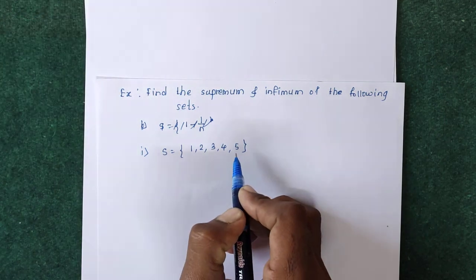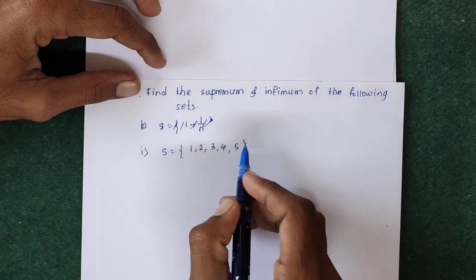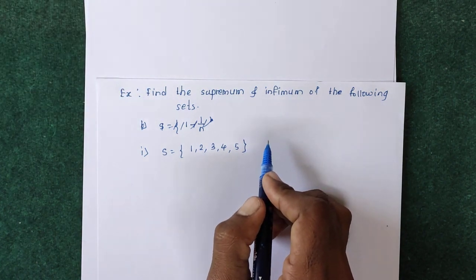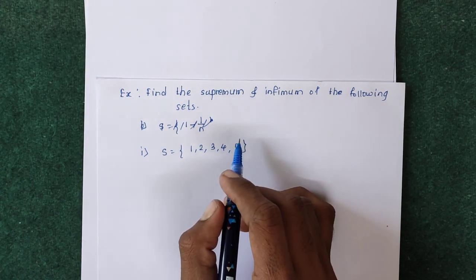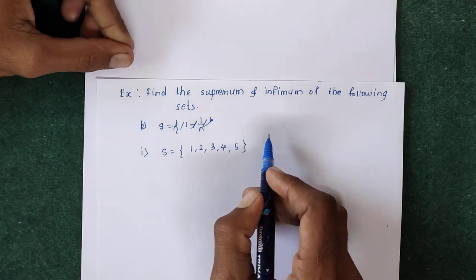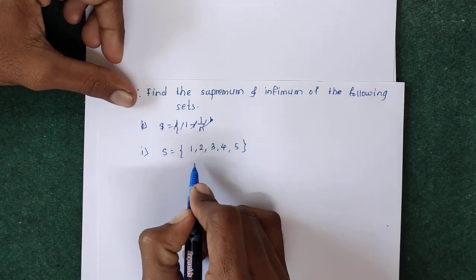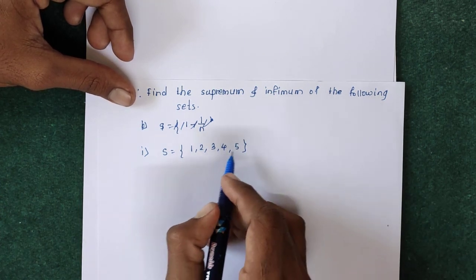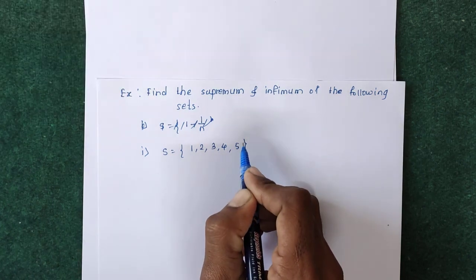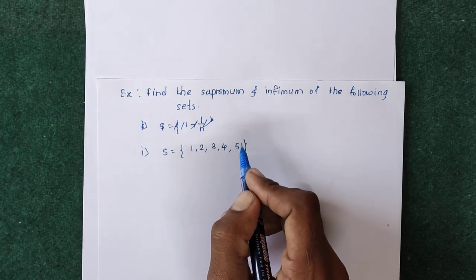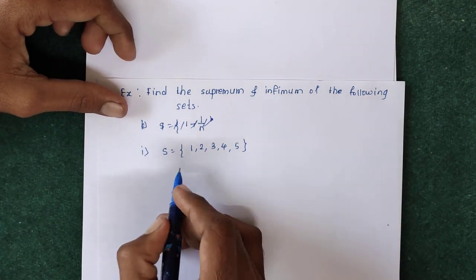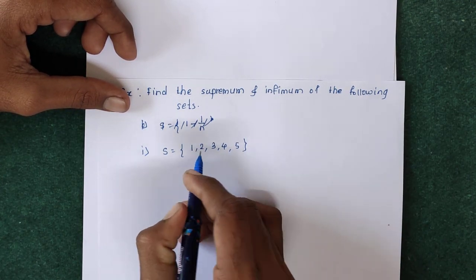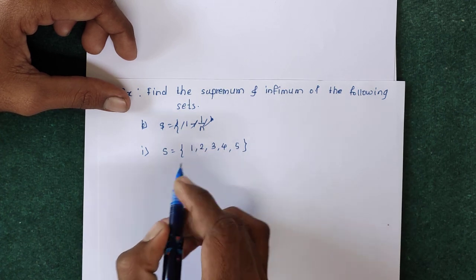So, this set is bounded above because there exist natural numbers, suppose 6, 7, 8, 9, 10. All the elements of set S are less than or equal to 6, again less than or equal to 7. So, we have to find the least among all the upper bounds. Here clearly 5 is the upper bound which is least among all the remaining upper bounds. So, the supremum is 5 and similarly the infimum is 1.